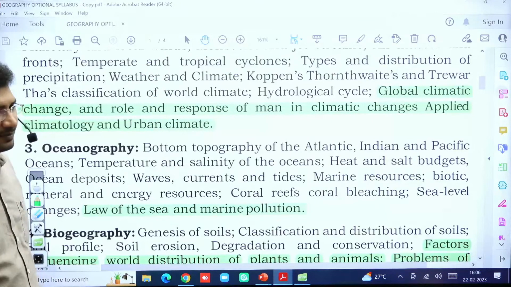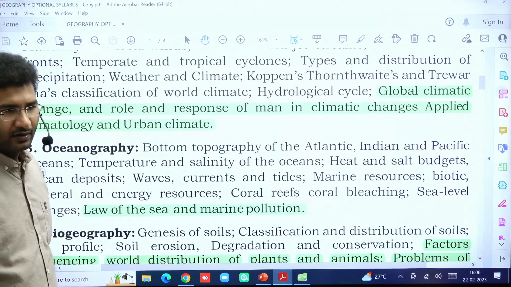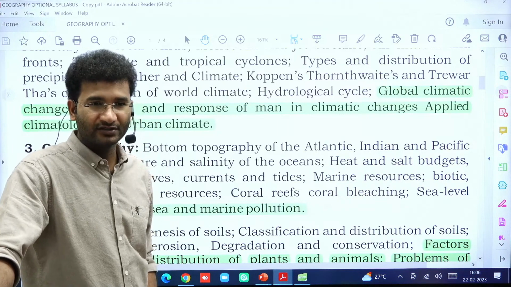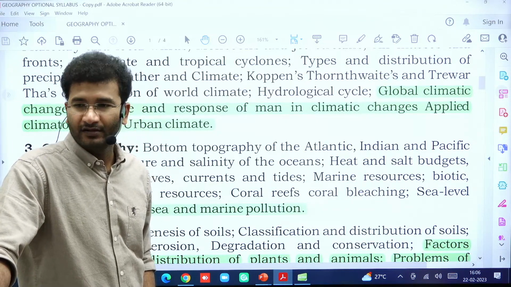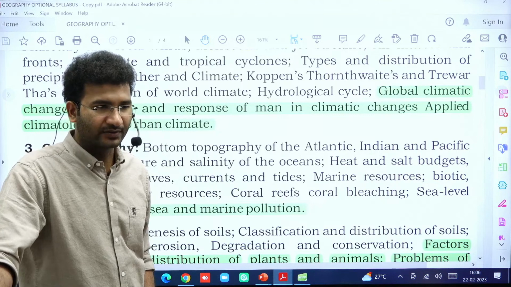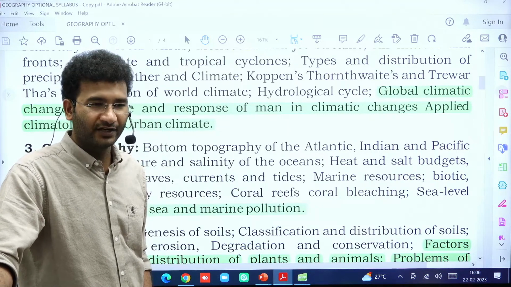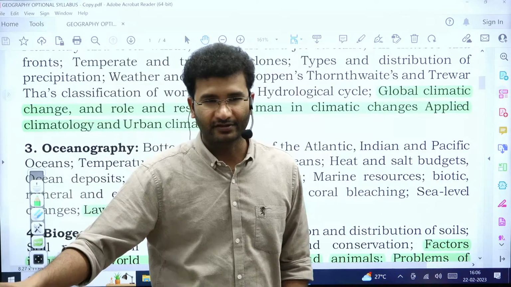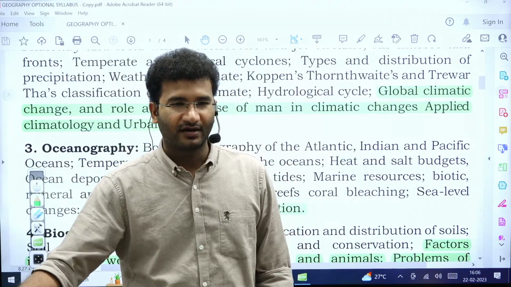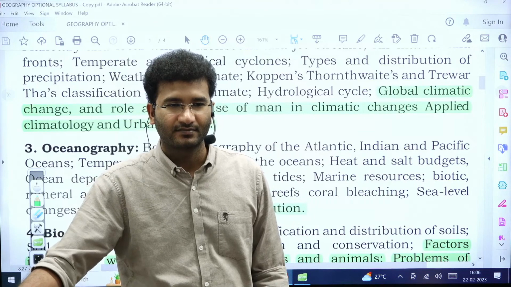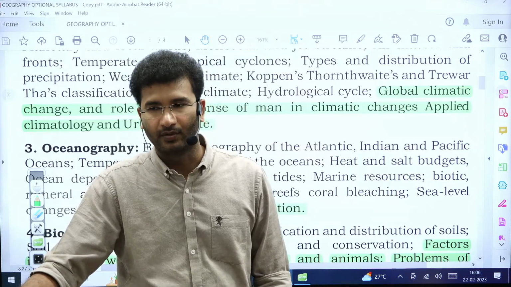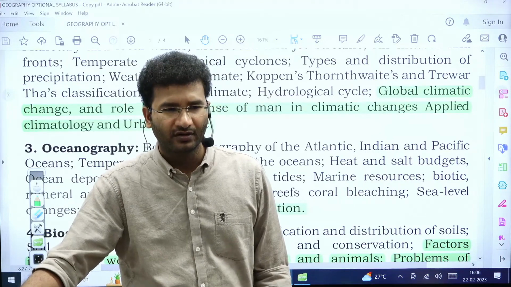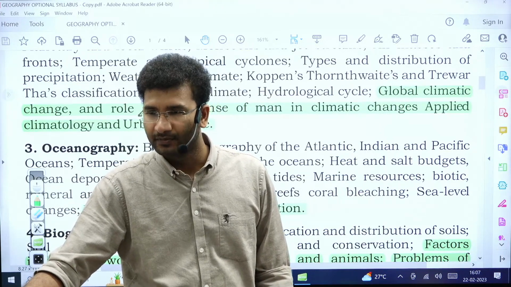Types and distribution of precipitation. How the precipitation happens, what are the different types. There can be rainfall because of convection. That is, sometimes in the evening suddenly there is rain. Usually, at what point of the day do you have the highest temperature in the atmosphere? Afternoon, what time? 2 p.m.? No. It is between 3 to 5 p.m. Usually it is 3 to 4. In some areas it is 4 p.m.